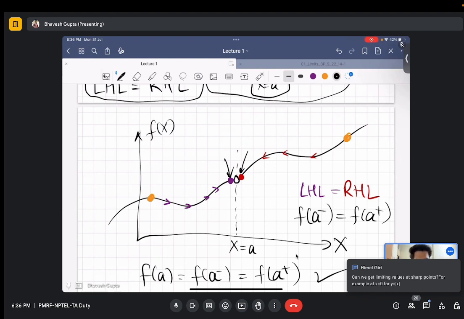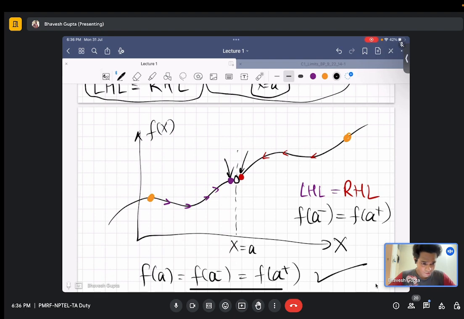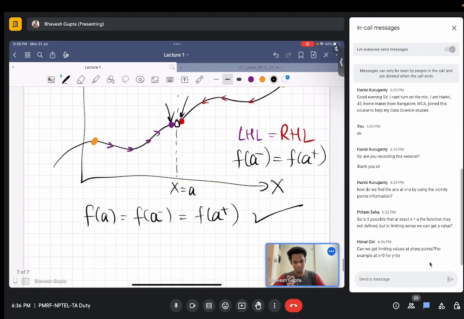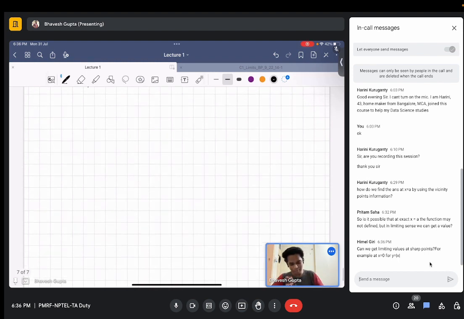Yes. So the question is, can we get a limiting value at sharp points? Yes, we can get the limiting value at the sharp points. That's a very good example, the one which you have asked.